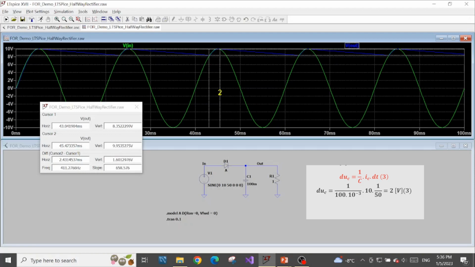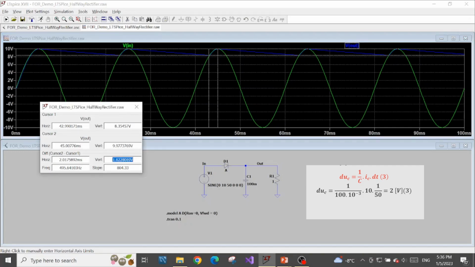Because the ripple, either we consider in the charging process or discharging process, will be equal. This is the start of the charging process, and this peak position is the end of the charging process. We look at the difference between 2 cursors in the vertical direction, which is the value of our ripple, equal to 1.6 volt. So that's the charging process.